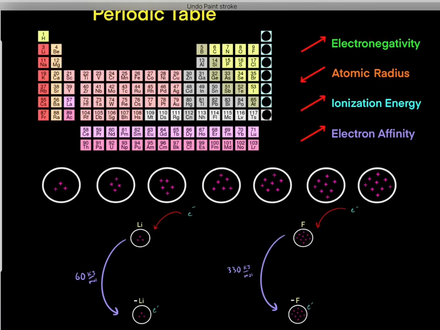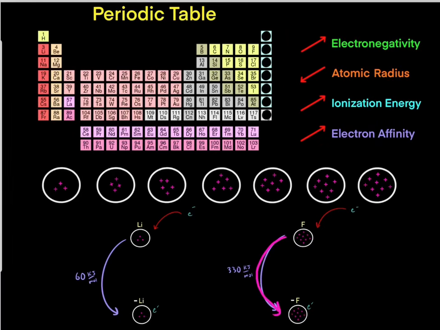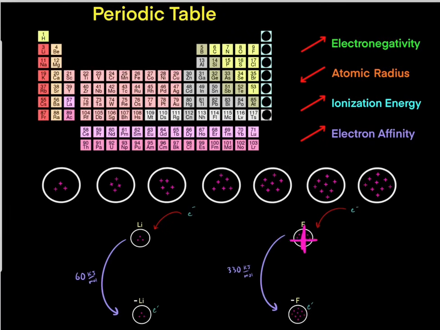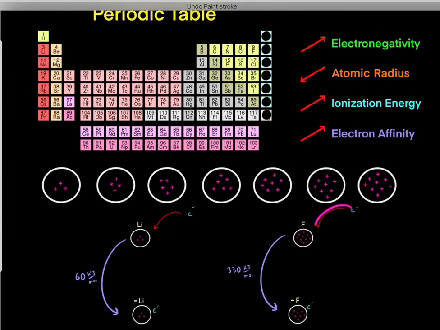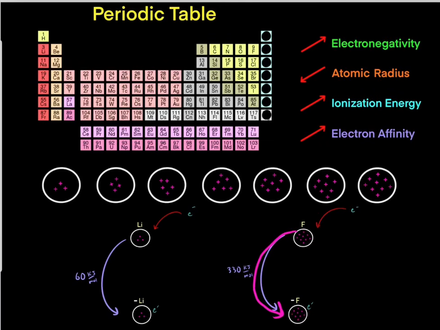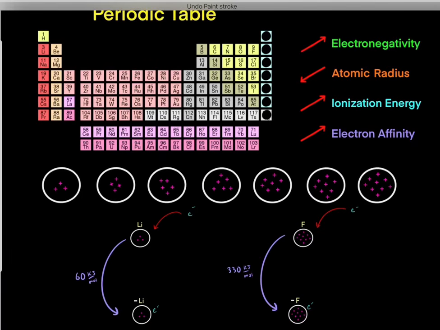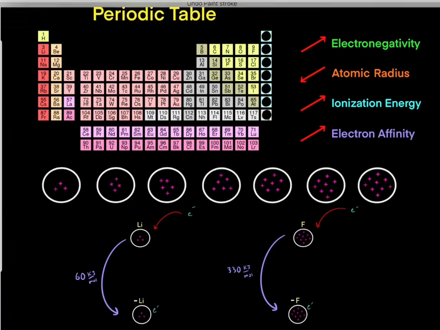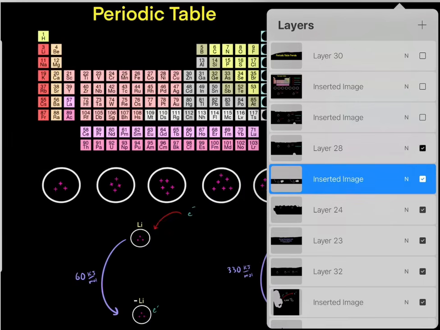When fluorine gains this negatively charged electron, it goes to a lower energy state by 330 kilojoules per mole. However, when lithium gains a negatively charged electron, it goes to a lower energy state by 60 kilojoules per mole. So we can see fluorine has a larger electron affinity compared to lithium. And again, that makes sense because fluorine has such a positive Zeff nuclear charge. When it gains a negatively charged electron, it's going to go to a much lower energetic state. Hence, fluorine has a larger electron affinity, and that's why electron affinity increases as you go to the right in the periodic table, because the Zeff nuclear charge increases, so it's more energetically favorable.